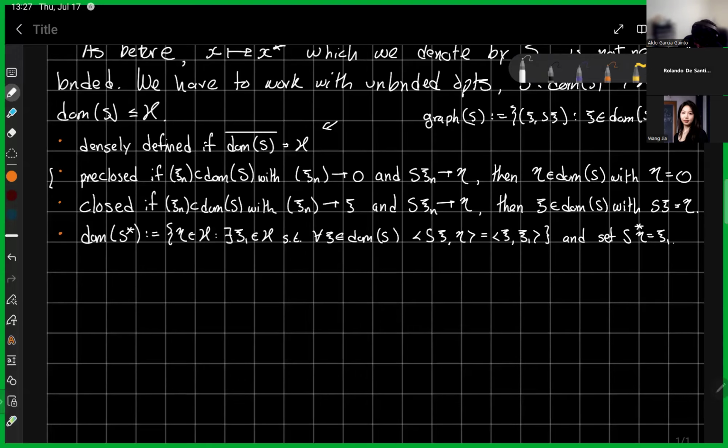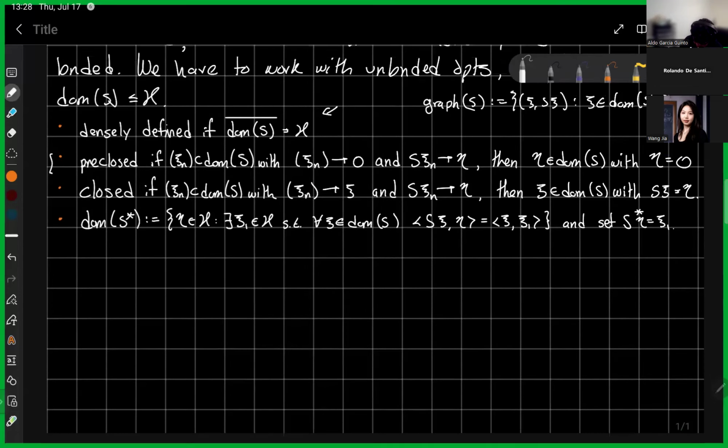In particular, notice here that for pre-closedness, the condition is just that you converge to zero and you also already converge. So all you need to show is that the vector is in the domain of S, so that then you can apply S of eta, which will give you zero.